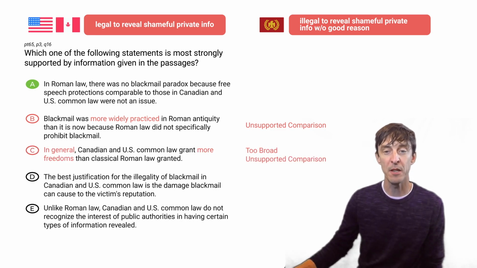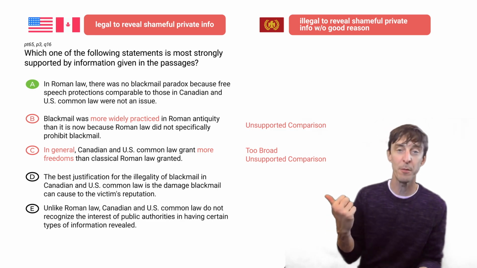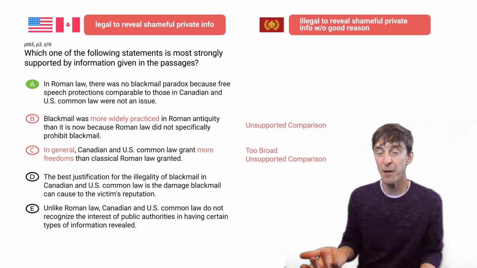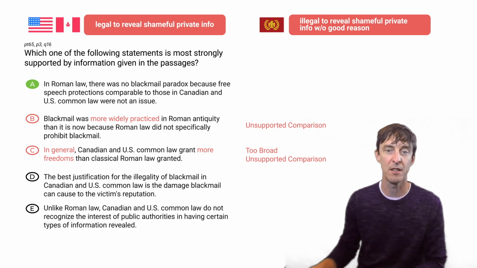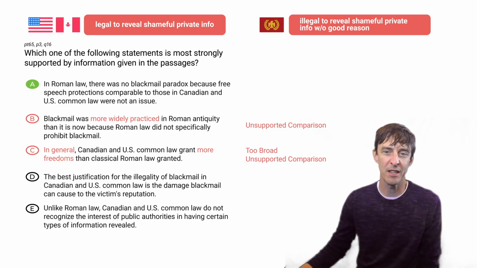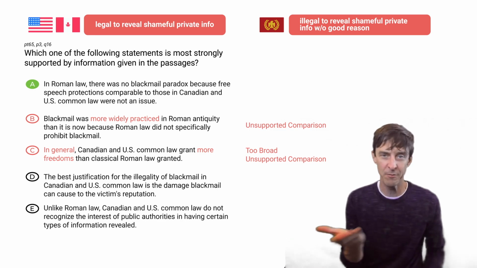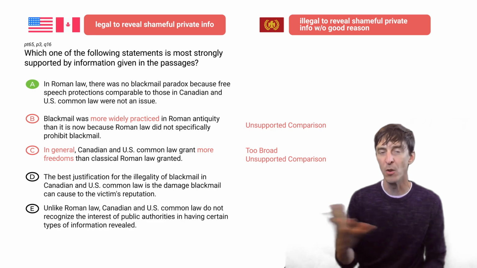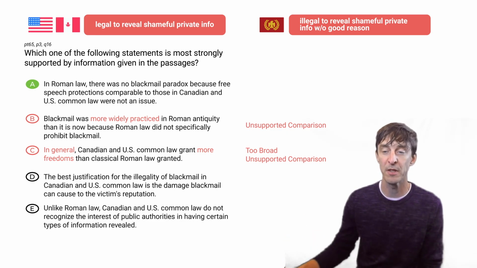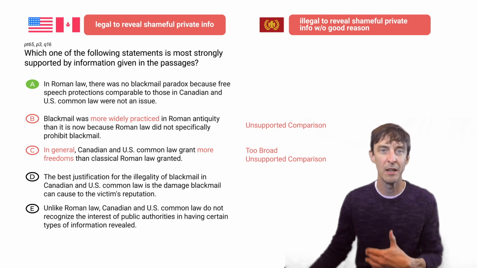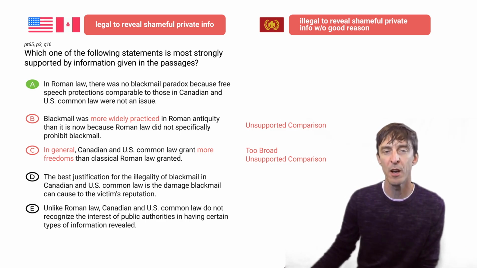C starts off tempting because this distinction we're talking about, the freedom to reveal your neighbor's embarrassing secret, is a freedom that Canada and the US grant that classical Roman law does not. But it's too strong to say that in general, Canada and the US grant more freedoms. This is the only subject we heard about. We don't know if elsewhere in the legal system, classical Roman law was more generous with freedoms. So in general means like for the most part, typically, usually. Those are all loaded terms in reading comp we want to be cautious about.